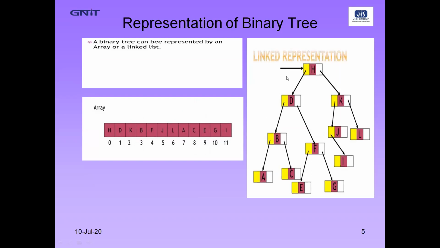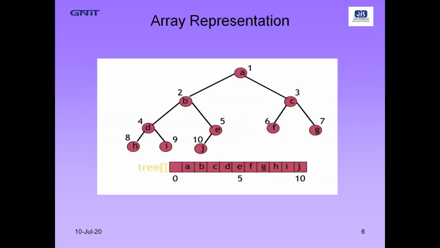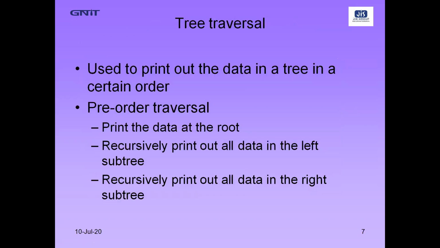Here, this is also a link representation technique. Here we have to represent all the nodes by using links, and no such formula, that is tree of 2 star k and tree of 2 star k plus 1 for the left and right child node with respect to the parent node at position k, is used in this case. A binary tree can therefore be represented by an array or a linked list.